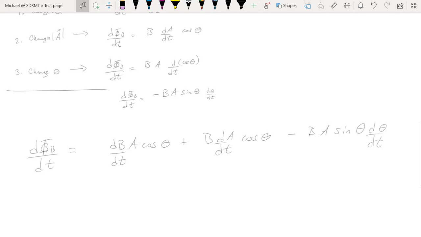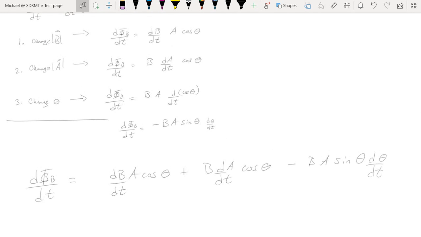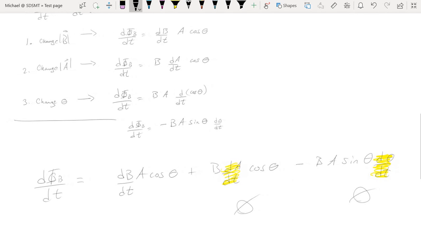But if you have a system where the area of your coil is constant and the angle relationship between your magnetic field and your area vector remain constant, well, if your area is constant, then what does this derivative equal? It equals 0. So that second term is out. What does this derivative equal if you maintain a constant angle? 0. And so everything just breaks down to the first example that we saw, where only the magnetic field was changing.